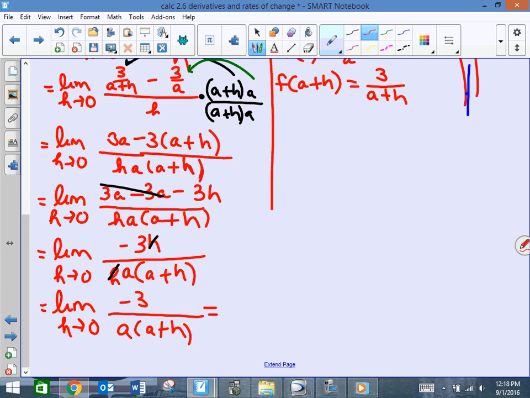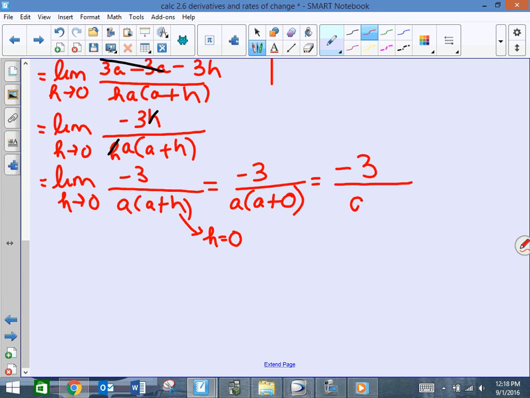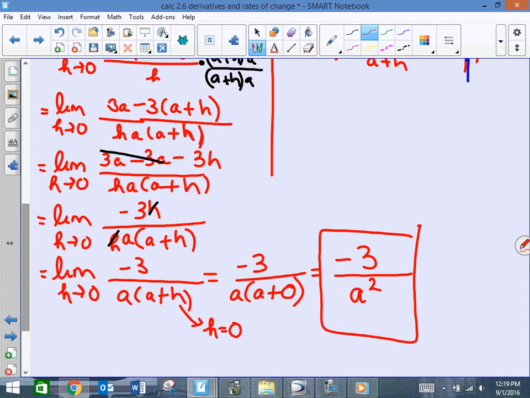What am I going to plug in? 0 for H. All right, so -3 over A times A plus 0. What is that? -3 over A squared. Remember I told you it's going to be generic because we don't know where we are on that hyperbola. That's your limit. That's your slope. The generic slope. We can apply it to any A we want to.